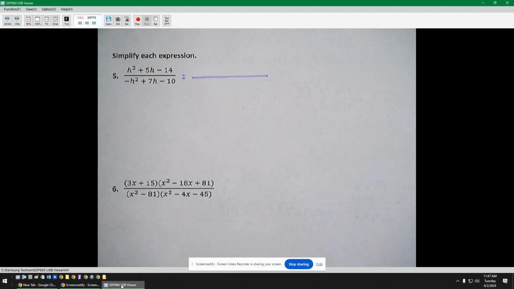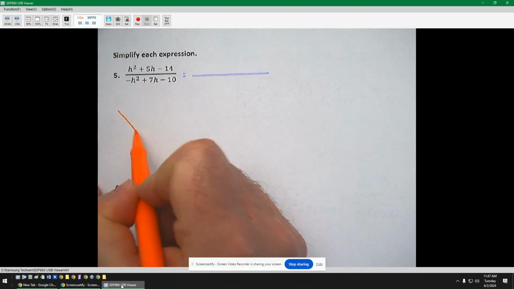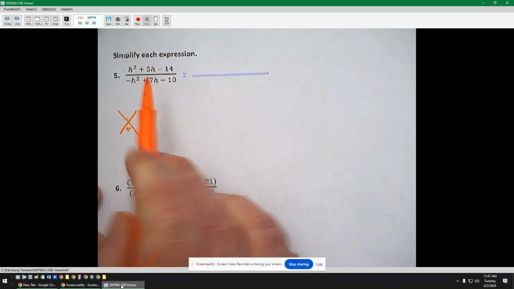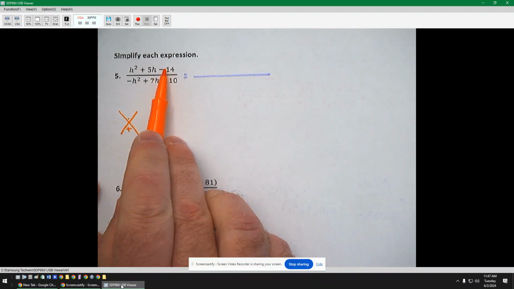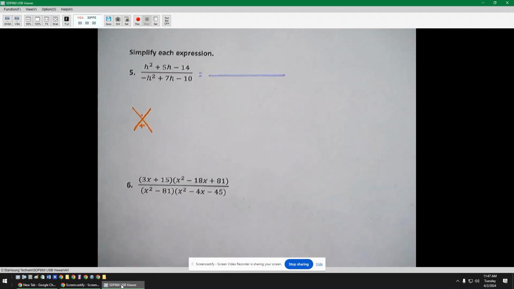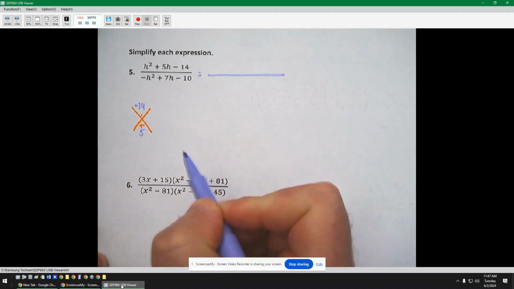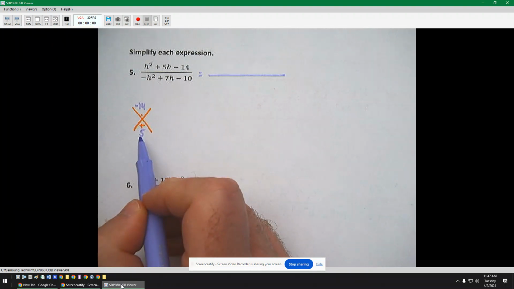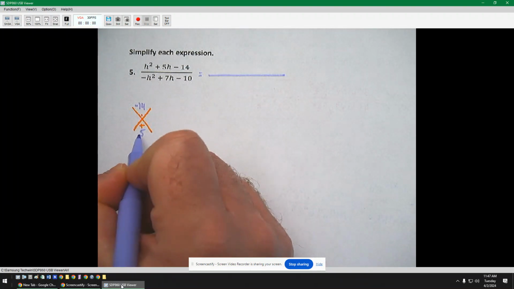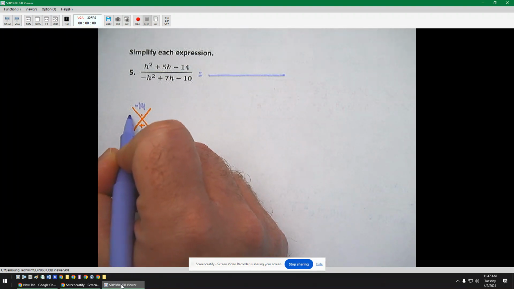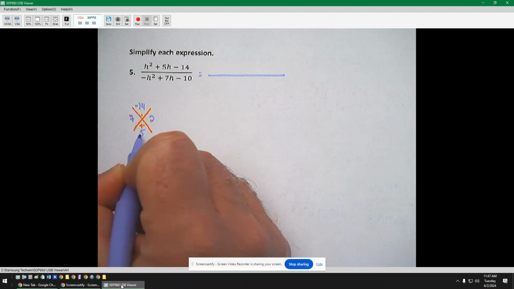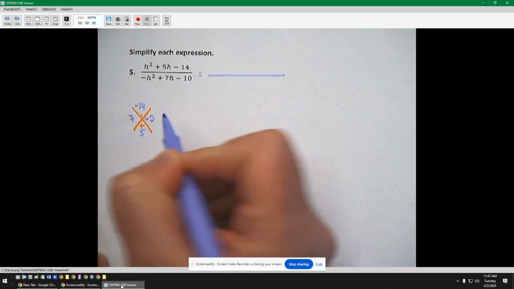So let's start with the top. So I start with the number out front. I multiply by the number at the end. 1 times negative 14 is negative 14. I've got a 5, goes in the middle. What multiplies to negative 14 and adds to 7? Sorry, adds to 5. I was thinking ahead. It'd be 7 and 2. But I need it to be a 5, so it'd be a negative 2.